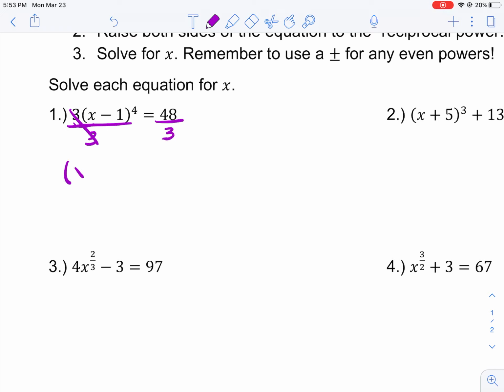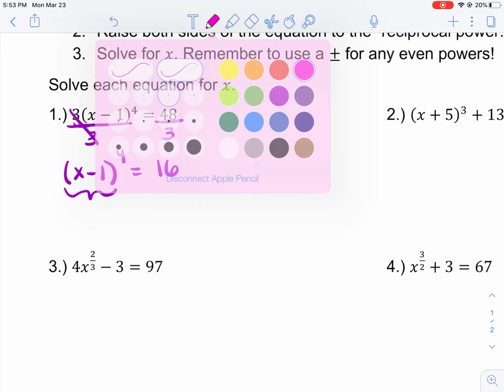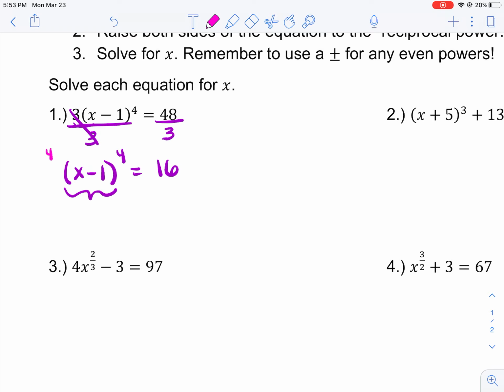And the 3's cancel out, so we get (x minus 1) to the 4th equals 16. So we're raising this base to the 4th power to get 16. In order to get rid of this 4, we're going to take the 4th root of both sides. Whatever I do to the left, I have to do to the right. When I take the 4th root of (x minus 1) to the 4th, I'm left with just x minus 1.